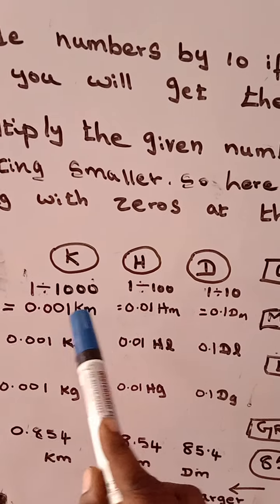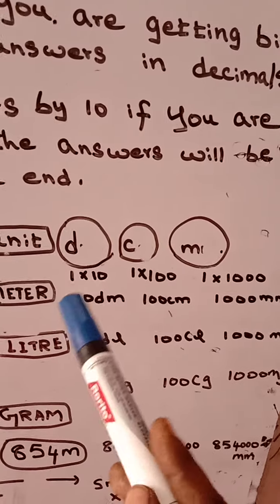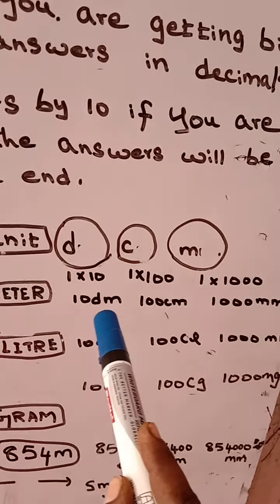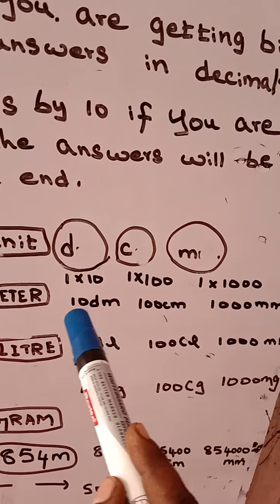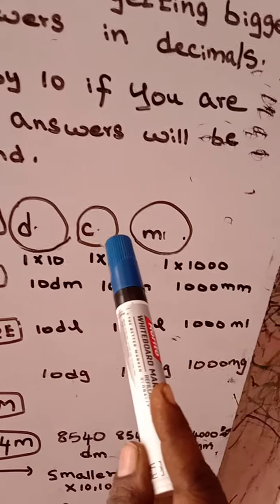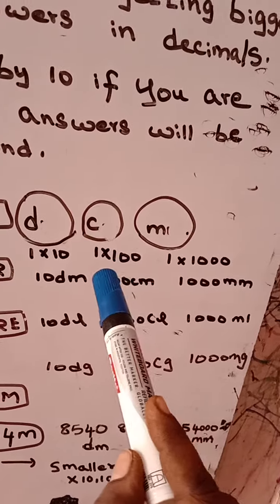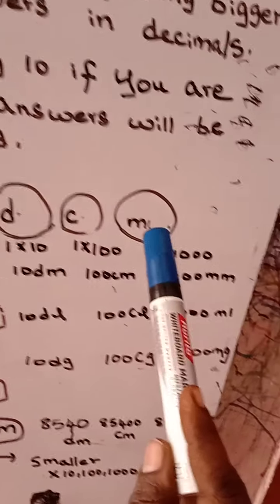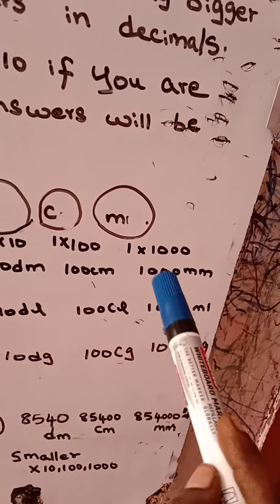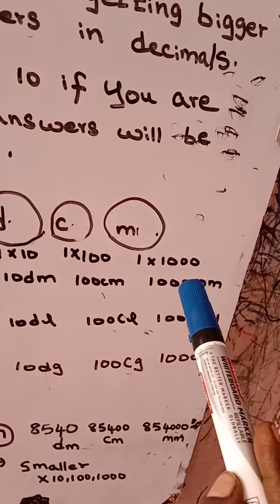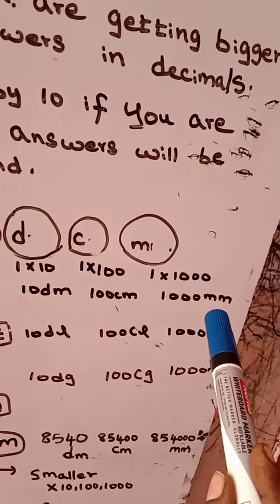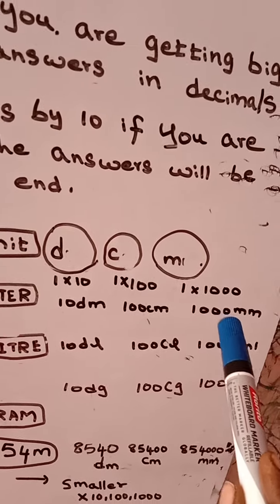So answer you will get 0.001 kilometer. So these are the larger units, and when we are moving towards a smaller unit, 1 you have to multiply into 10, so that the answer you get for decimeter is 10 decimeter, and in case of centi you will have to multiply by 100, so that the answer you get is 100 centimeter, and in case of millimeter you will have to multiply the given measurement into 1000. So 1 meter will be getting converted into 1000 millimeter.